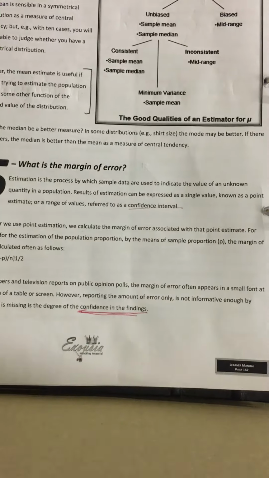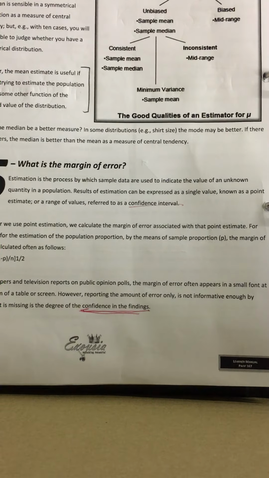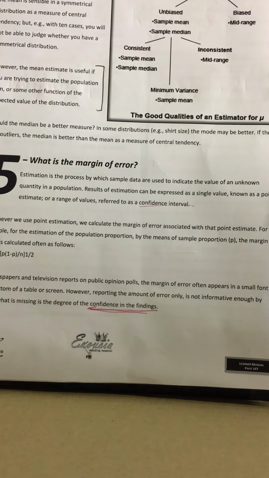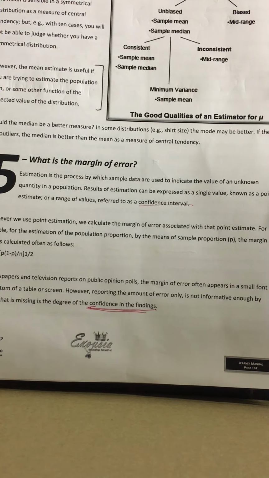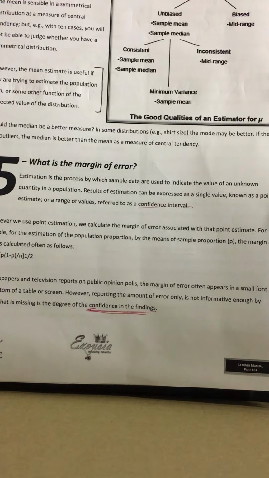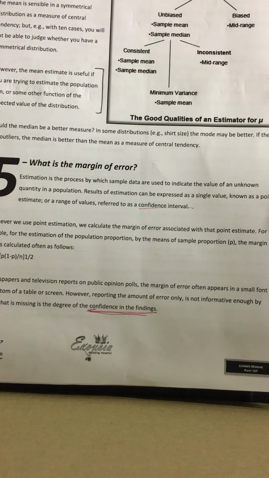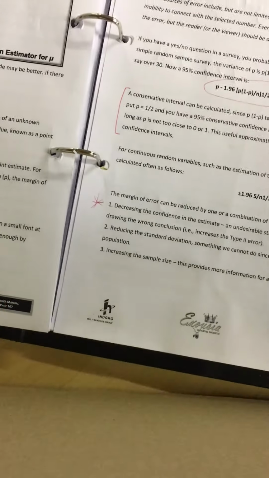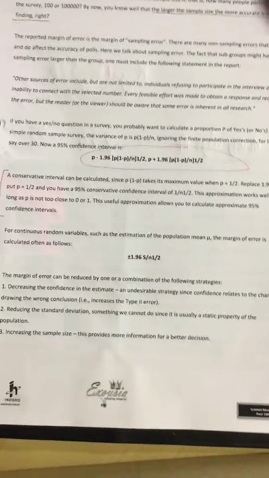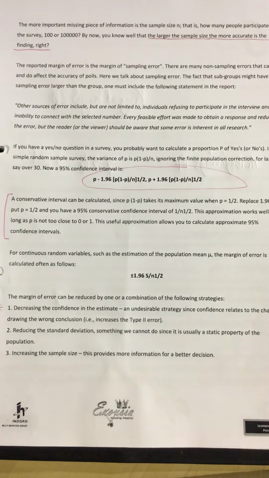There is the formula. In newspapers and television reports on public opinion polls, the margin of error often appears in small font at the bottom of a table or screen. However, reporting the amount of error only is not informative enough by itself. What is missing is the degree of confidence in the finding. So what that means is that when you hear a poll or some kind of research being done, there is a margin of error, and they're supposed to tell us what that margin of error is.